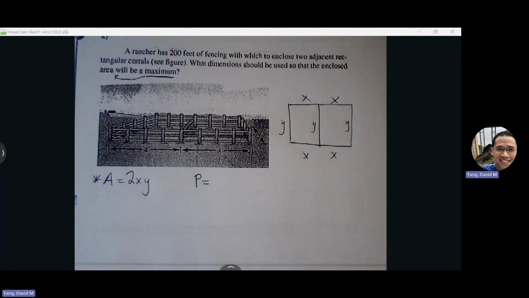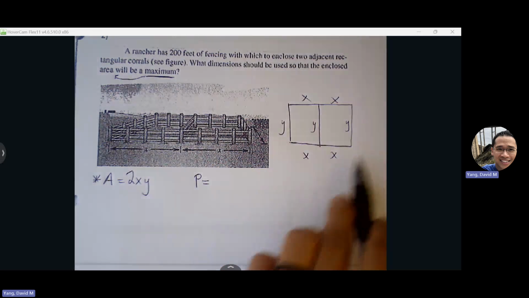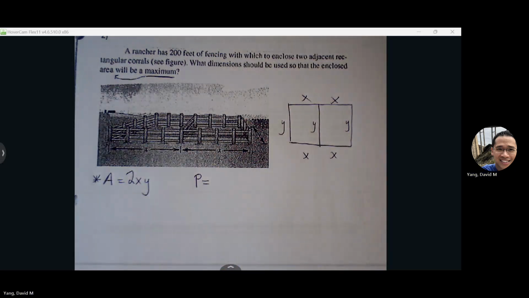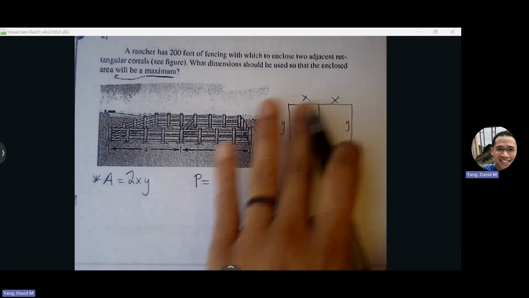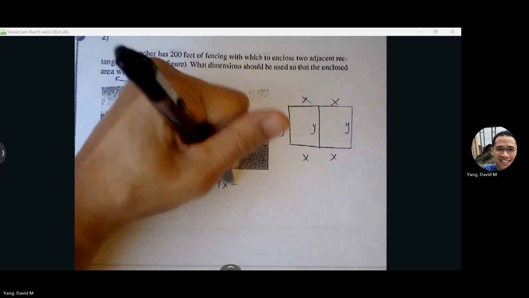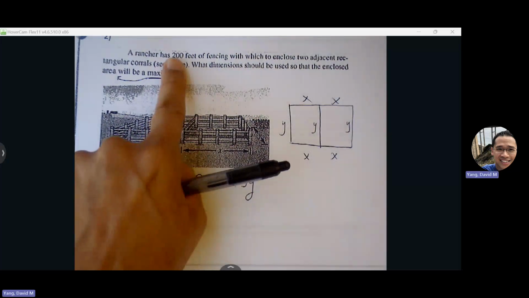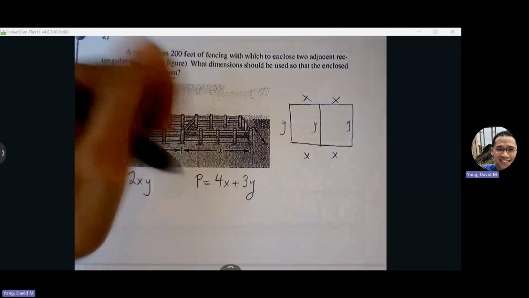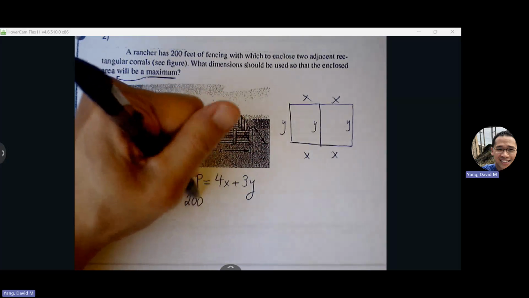Okay, so if I add up all the lengths of fence that's required, what's the sum of all the sides? Okay, 200. What about in terms of the variables here? We can set 200 equal to what? Yeah, 4x plus 3y, right? If I add up all those sides, I have 4 x's and I have 3 y's. So we do have a distinct amount of fencing that we're able to use.